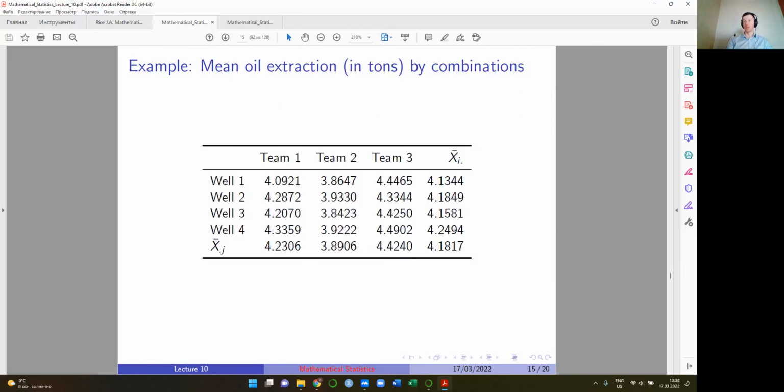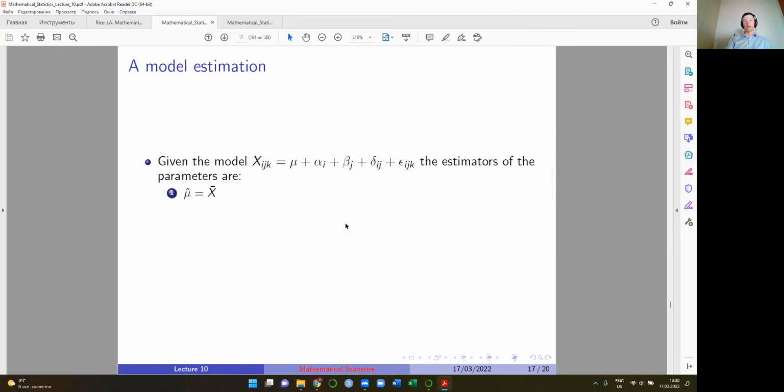This is the x ij average. So this is the average of x 1, 1. This is the average of x 1, 2. This is the average of x 3, 2, and so on. So we are talking about these numbers. And this is how you can estimate this delta. So you see that things are getting not very nice and a little bit complicated.